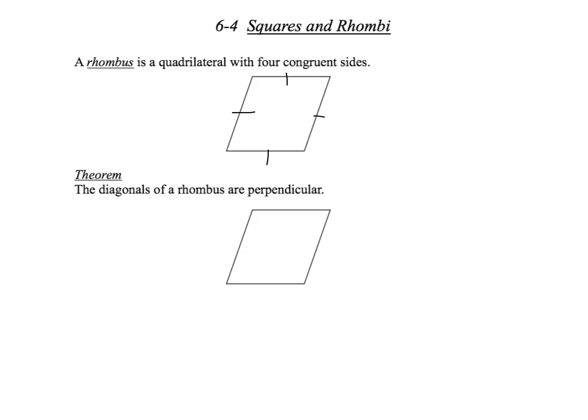One other thing about rhombi is that their diagonals are going to be perpendicular. So if I draw my diagonals inside of this rhombus, where they cross, because they're perpendicular, we end up with some right angles. We're going to be working with these, trying to find missing sides, because we end up with right triangles here. So keep that in mind. The diagonals are perpendicular.